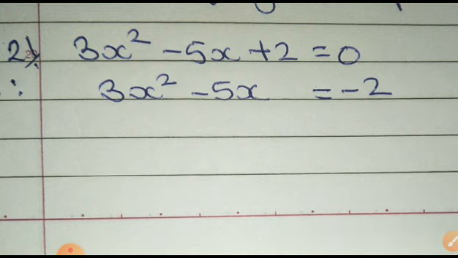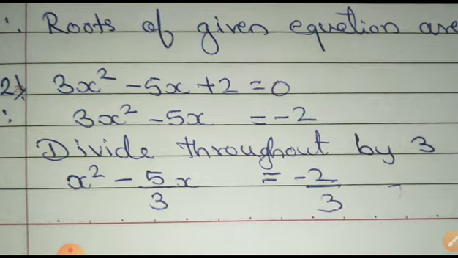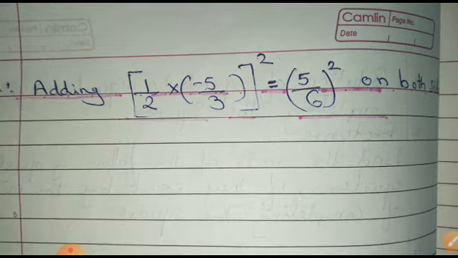Check whether the coefficient of x square is 1 or not. Now, what is the coefficient of x square here? It is 3. It is not equal to 1. So, what should be done? Divide throughout by 3. So, it will be what? 3x square by 3 will be 1, minus 5x by 3 I'll get minus 5 by 3x, and on the right hand side I'll get minus 2 by 3. Okay.